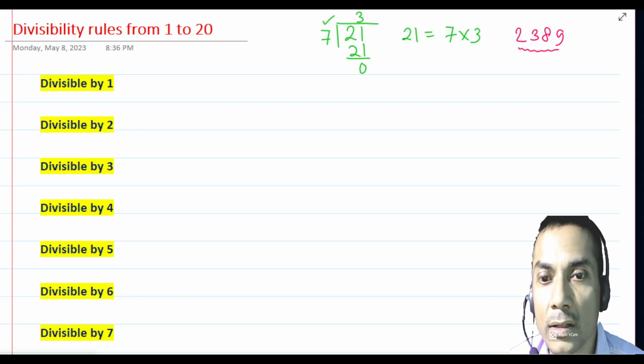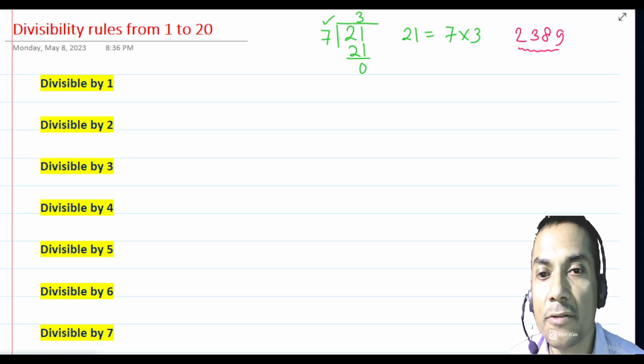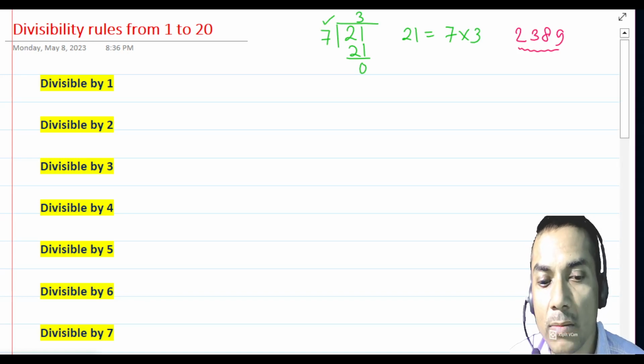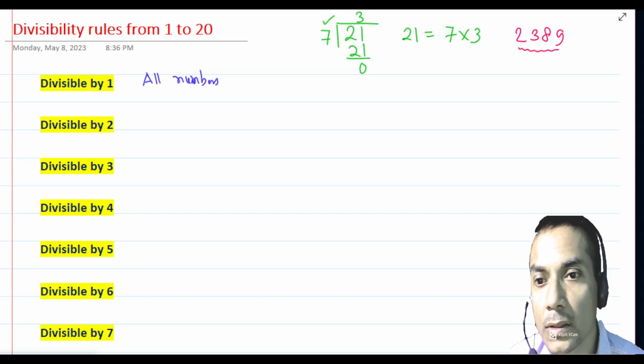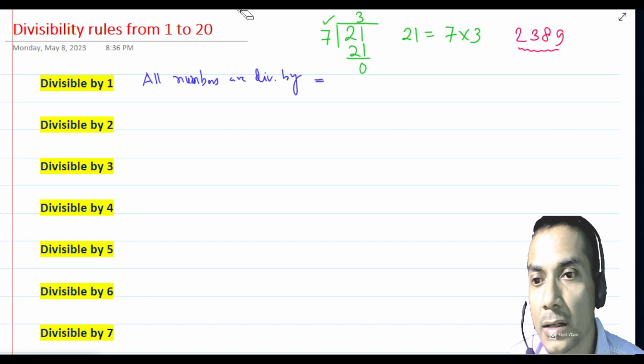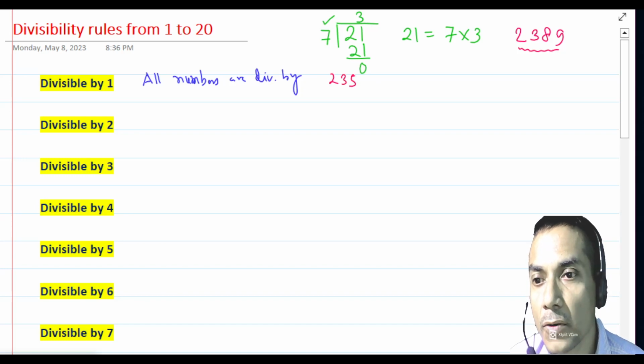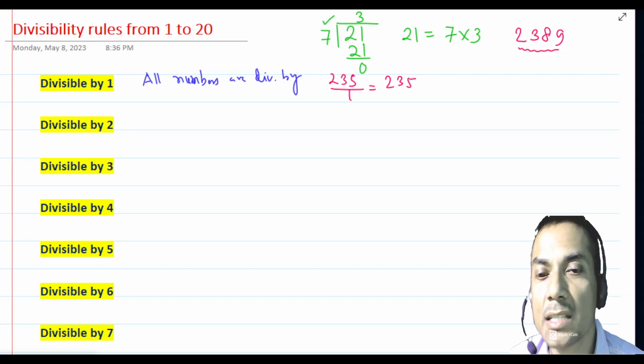So now let's start. First is divisibility by 1. All numbers are divisible by 1. There is no restriction, because you know that if the denominator is 1, we get the same value. For example, if you consider 235 and divide by 1, you get the same value.